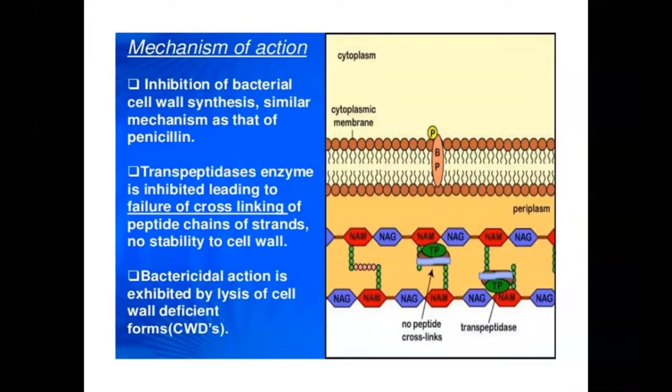Now, these transpeptidases, the enzymes which are there in the inner membrane, when they are liberated, they facilitate the cell wall synthesis. If these enzymes are inhibited, so what finally will they do? They will cause failure of the cross-linking of the peptide chains of the strands, and it will affect the stability and rigidity of the cell wall, isn't it?